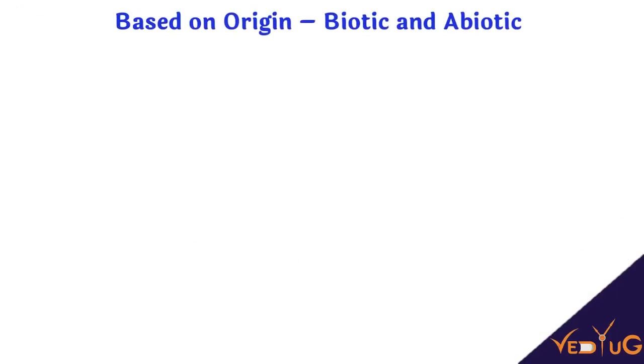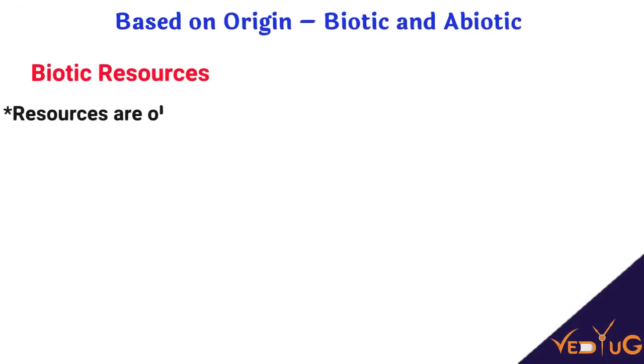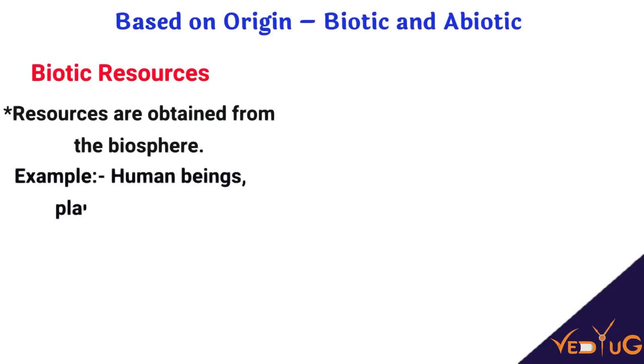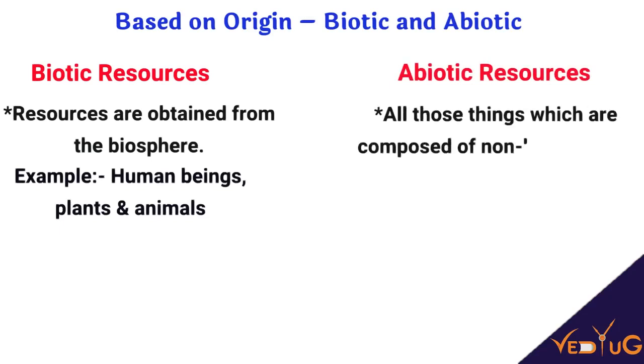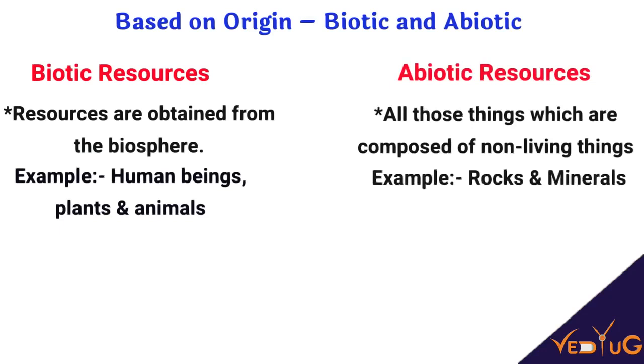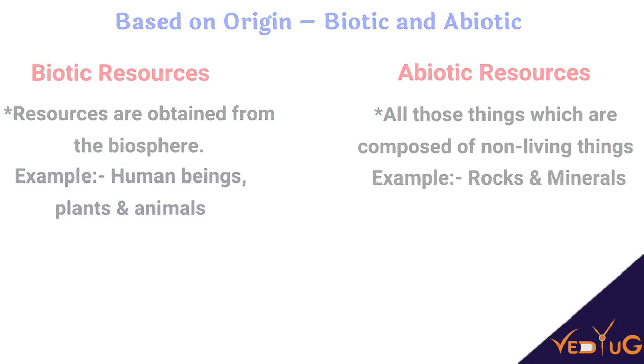On the basis of origin, there are two types of resources, biotic resources and abiotic resources. The biotic resources are the resources which are obtained from the living world and they have life. Human beings, flora and fauna, fisheries are some examples of biotic resources. Now coming to abiotic resources, these are composed of non-living things and they don't have life, such as rocks, minerals and metals. These are examples of abiotic resources.